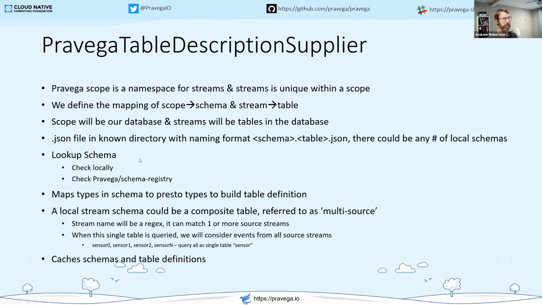At that point, we're just mapping, for example, the fields in your Avro definition to the Presto table definition. It also supports querying multiple streams at once. A lot of times in Provenca, you may have many streams doing similar things from different sources. If you have streams of the same type, sensor 0 through sensor n, you can set that up to query them all as a single table, and it does the caching of schemas and table definitions.